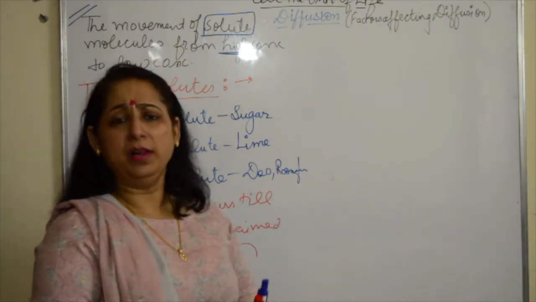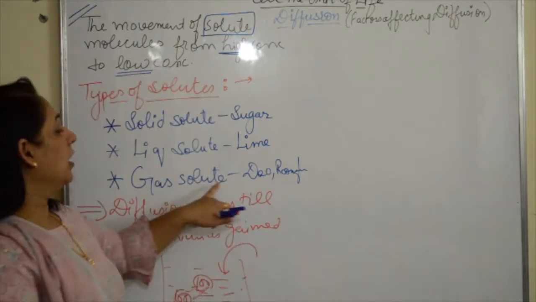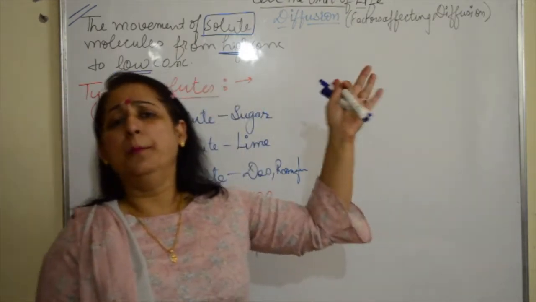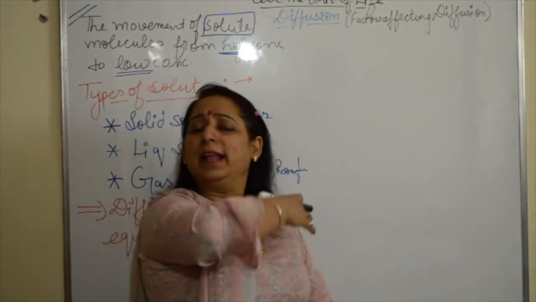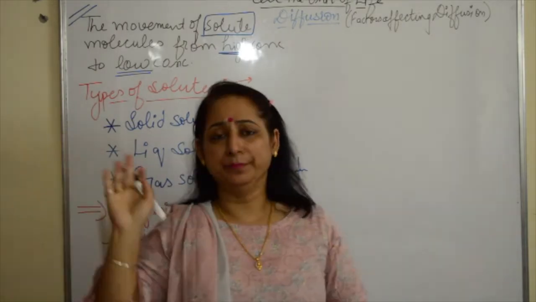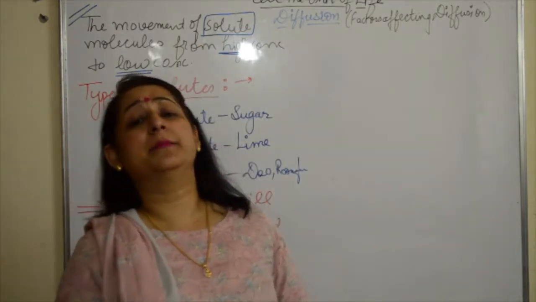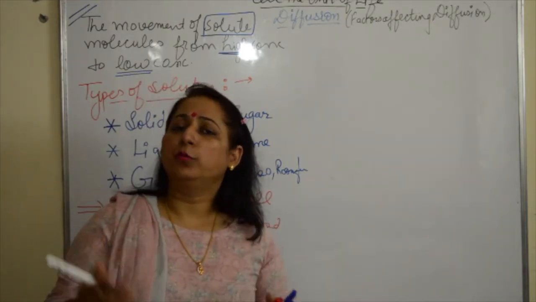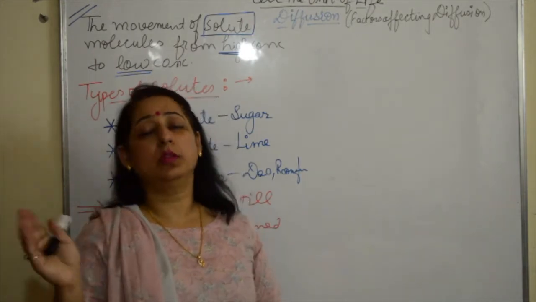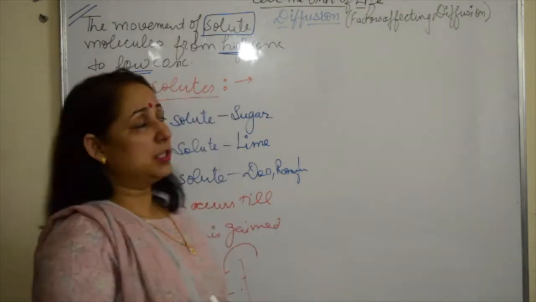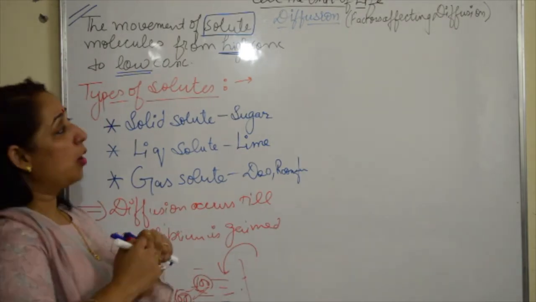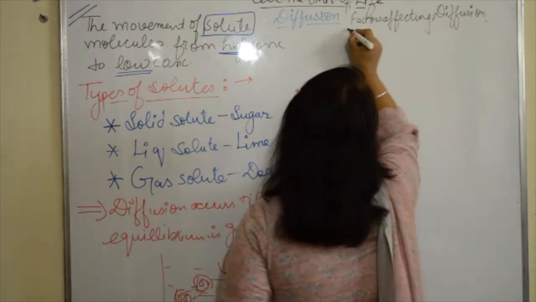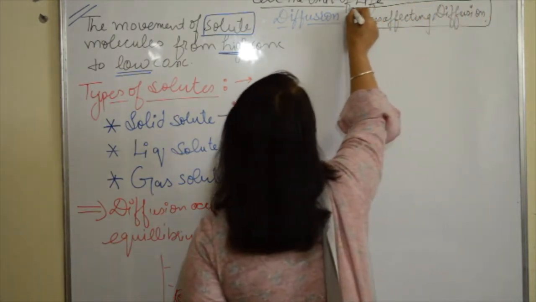We can take another example of a gaseous solute. Like for example, if you have one agarbatti or incense stick burning in one corner of your house, it can be smelled throughout the house. For that matter, if your mom is cooking something, you can smell it, because the smell of the cooked food also diffuses throughout the house. So these are the various examples of diffusion. Now, a very important topic related to diffusion which we are going to do is the factors which affect diffusion.